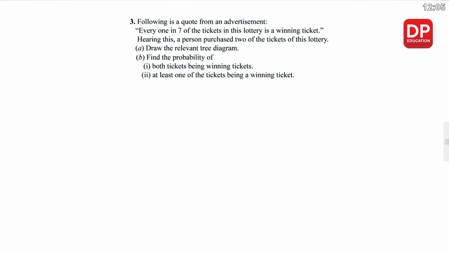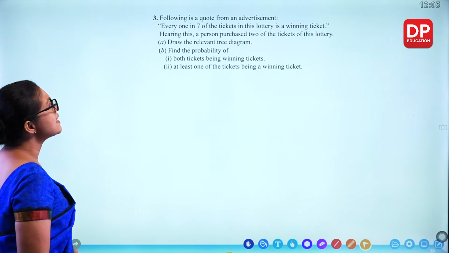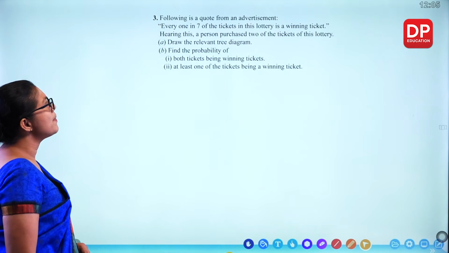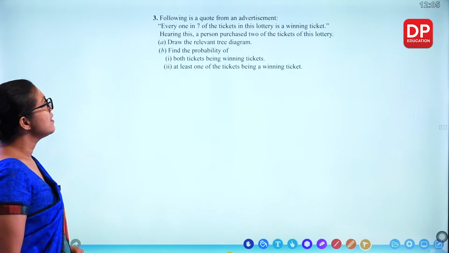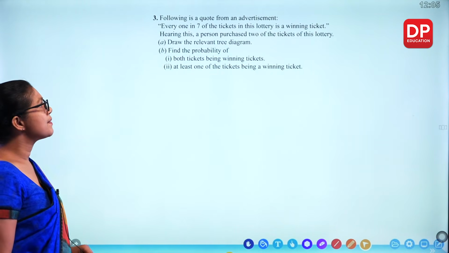Question number 3. Following is a quote from an advertisement. One in 7 of the tickets in this lottery is a winning ticket. Hearing this, a person purchased 2 of the tickets of this lottery. Draw the relevant tree diagram and find the probabilities.